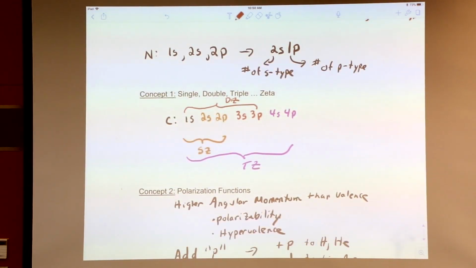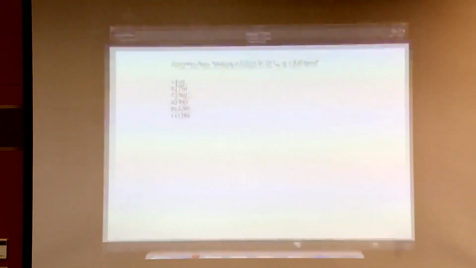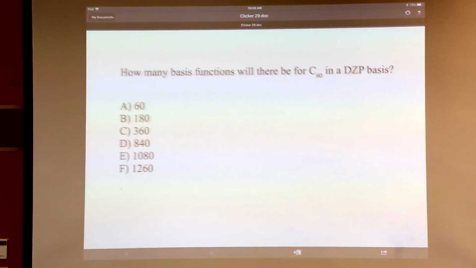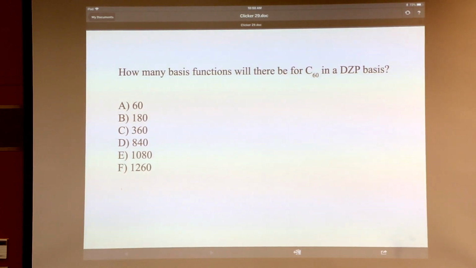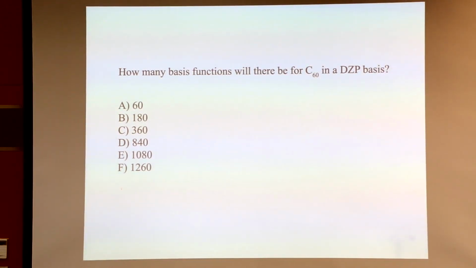All right, so when I teach this class, I often have clicker questions. So this would have been the clicker question. We'll do it by show of hands instead of by clicker, since we're small enough. So here's a test of whether we understand. I'll go back and put things up in just a second if you need them. My question is, how many basis functions will there be for C60 in a DZP basis set?